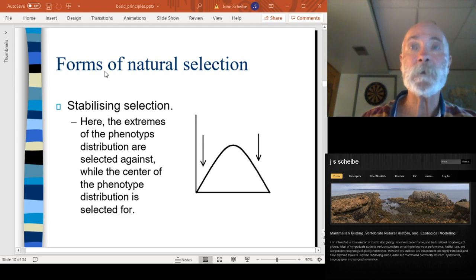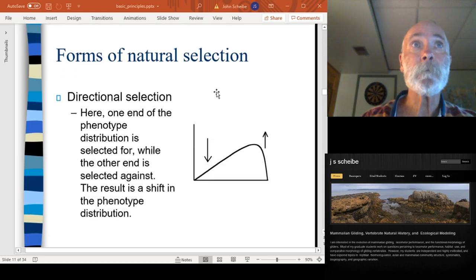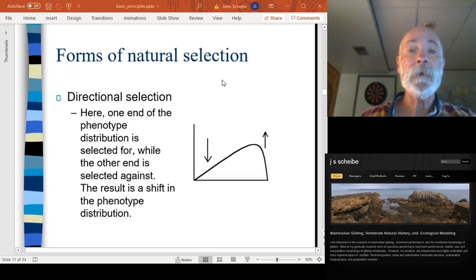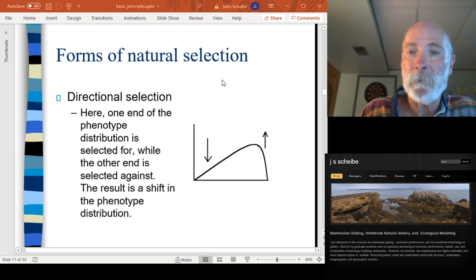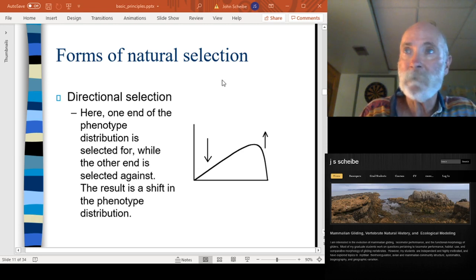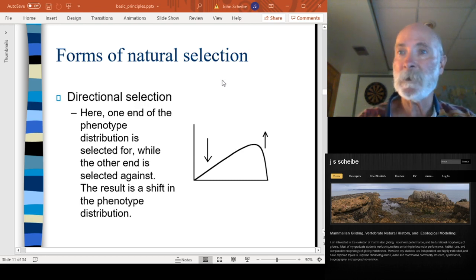The next form of selection then is directional selection. An example of directional selection, as we mentioned in class, would be running speed in bunny rabbits. The slow bunny rabbits are captured and eaten by the coyotes. The fast bunny rabbits get away. So the result of that is that the coyotes are exerting selection pressure on the bunny rabbits. The slow ones, those alleles are not passed on to the next generation. The fast bunny rabbits are selected for.